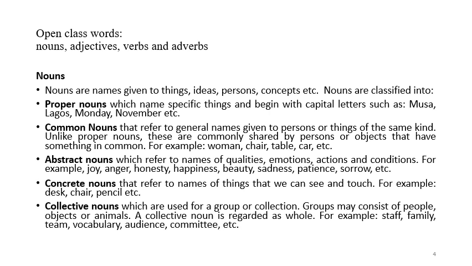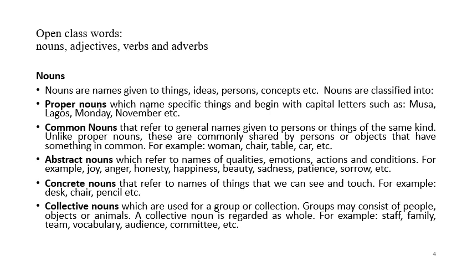We have abstract nouns that refer to the names of qualities, emotions, actions, and conditions. For example, joy, honesty, happiness, sadness, and so on. Concrete nouns are names of things that can be seen and can be touched. For example, desk, chair, house, and so on. Collective nouns are used for a group or collection of things.